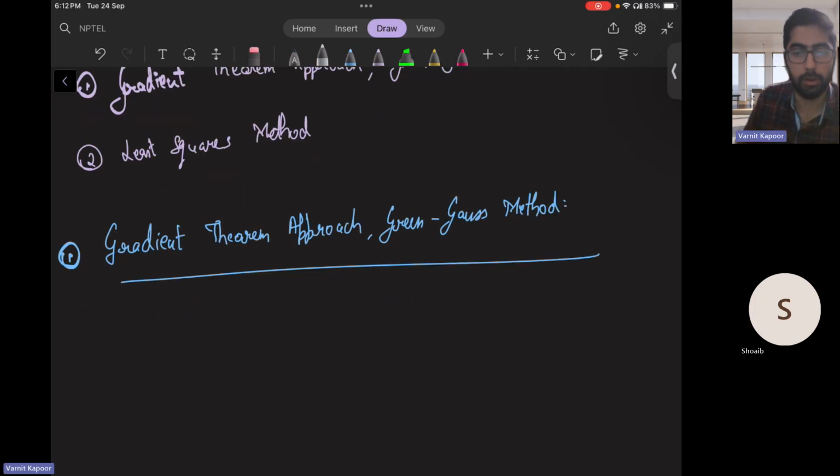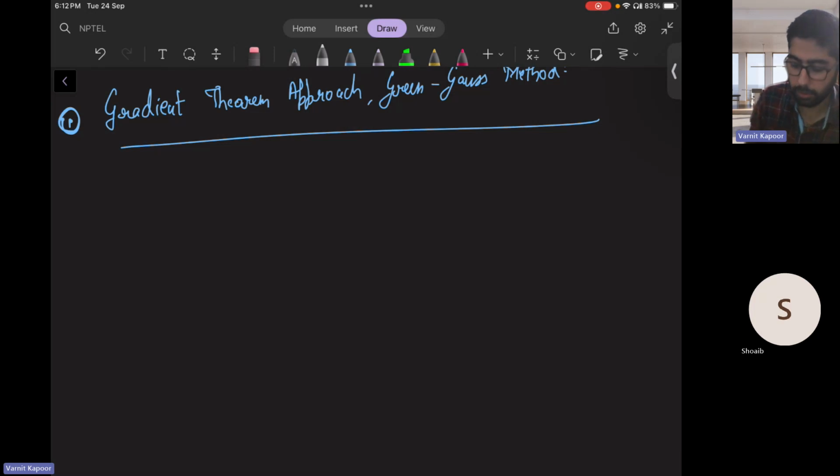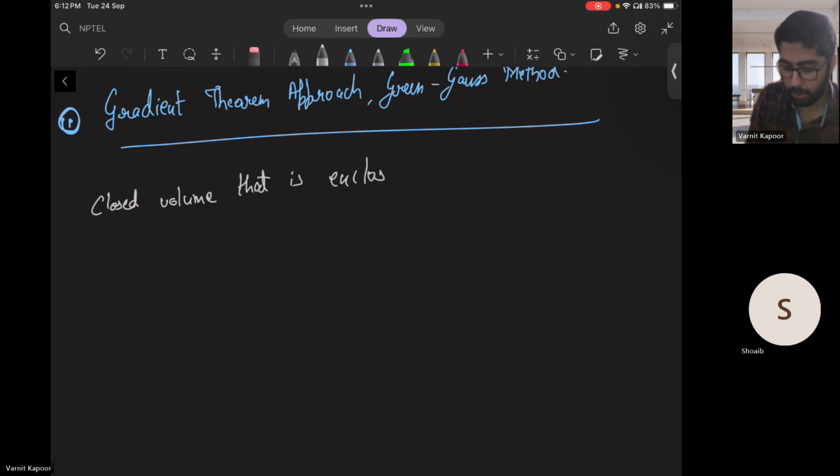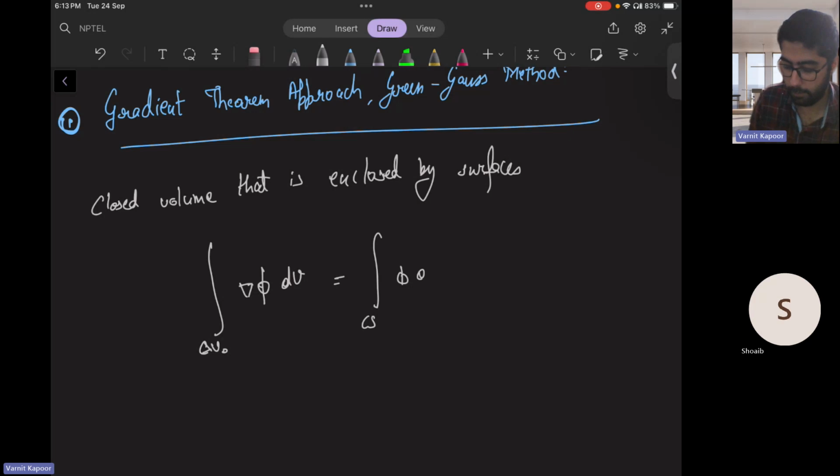Here, if you have a closed volume that is enclosed by surfaces, the Gauss divergence theorem is there. There you have the divergence of any vector F, integrated over the control volume dV, equal to the integral of F dot n dA, that is the dot product of the vector with the area vector, over a closed surface. But here, if you have a closed volume that is enclosed by surfaces, you can say the gradient of any property phi integrated over the volume dV is equal to the integral over the control surface of phi dA. Okay. All right.